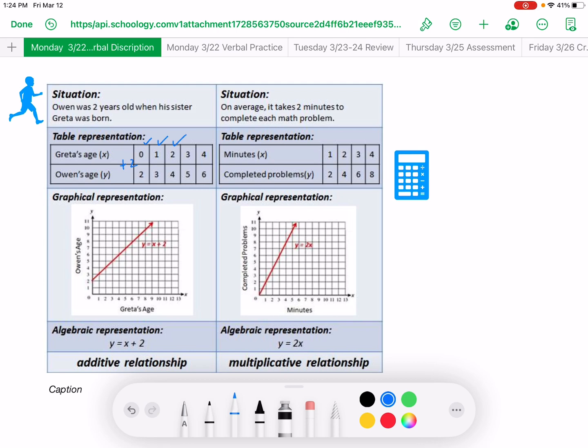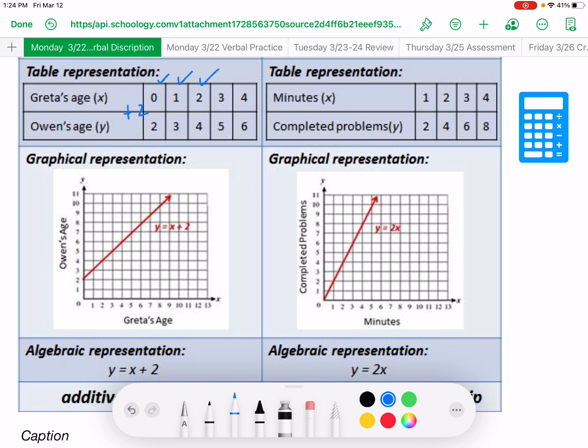So then they graphed it. They started at the origin. They stayed at 0 and went up to 2. Then they went over to 1 and up to 3, over to 2 and up to 4, over to 3 and up to 5, and over to 4, and then up to 6. So they're adding 2. And this graph goes on and on and on.